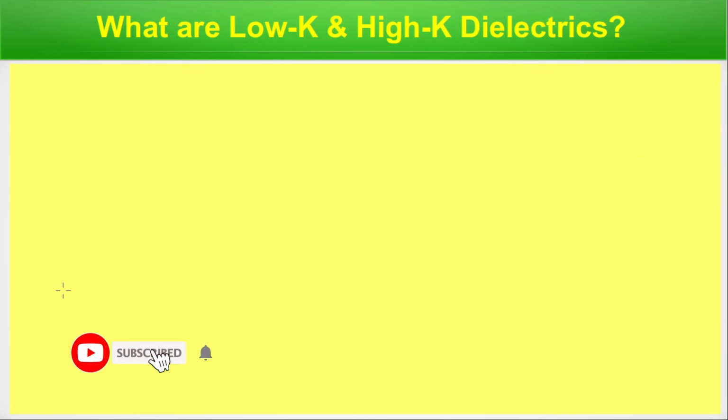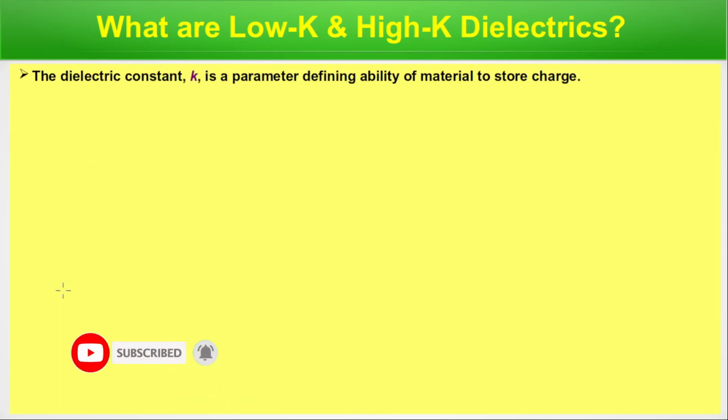What are Low-K and High-K Dielectrics? The dielectric constant K is a parameter defining the ability of a material to store charge.